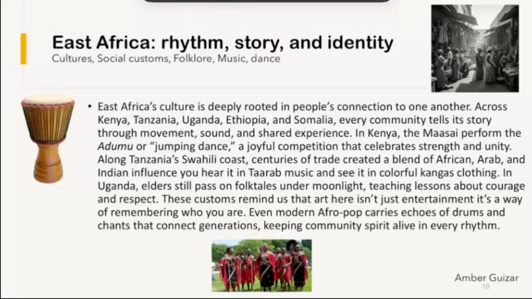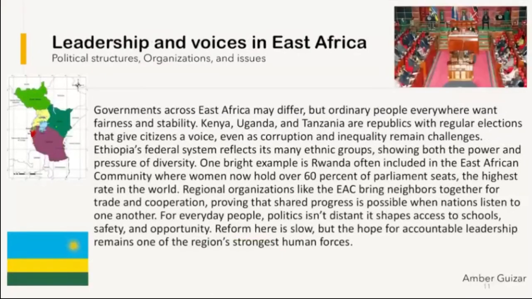I clipped a photo of an East African drum, and then on the bottom is a picture of the Maasai dancers who do the jumping dance, and then a picture on the right is of people gathering in the Swahili market. For slide 2, it's on leadership and voices in East Africa. So, political structures, organizations, and issues.